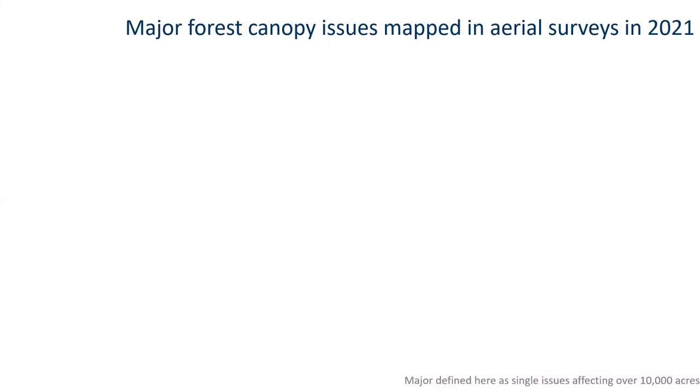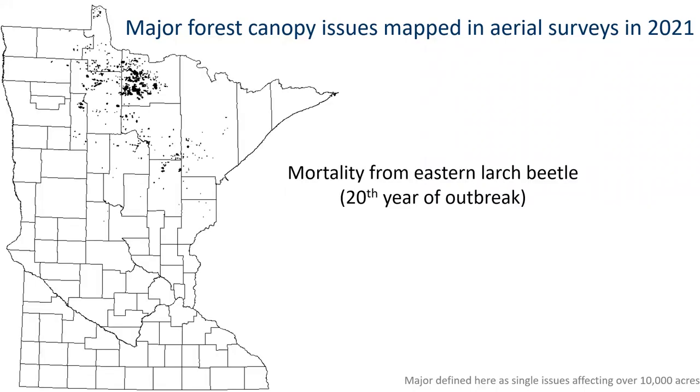Okay, just a glimpse of what we found in our forest canopy survey, in our aerial surveys. So I'm showing only the single issues that we mapped that were over 10,000 acres of damage. So there's like 350,000, something like that, acres of mortality. Now this isn't pure mortality. This is acres with mappable, visible mortality that we can see 1,000 feet above the ground going 100 miles an hour. So this is the 20th year of an eastern larch beetle outbreak.